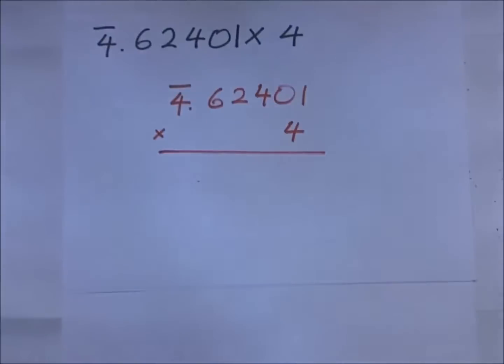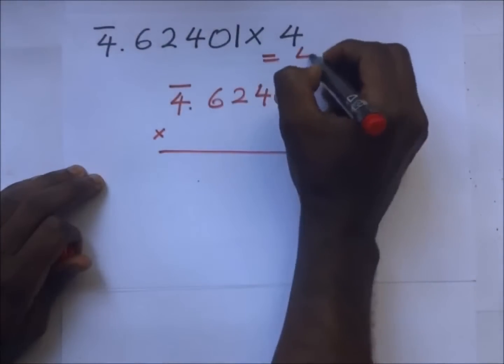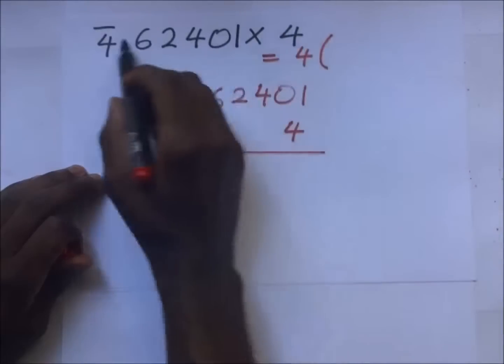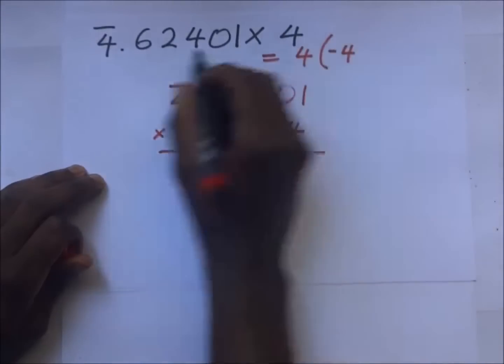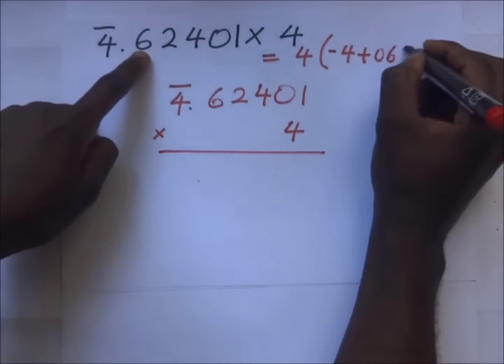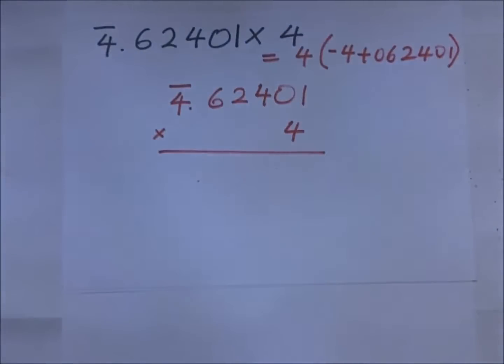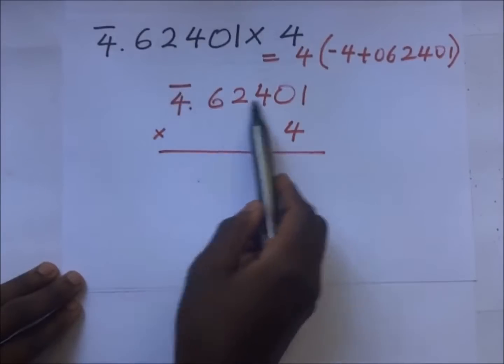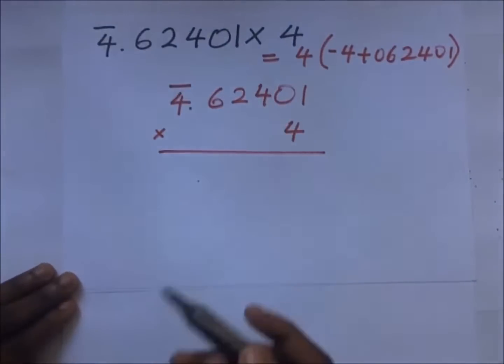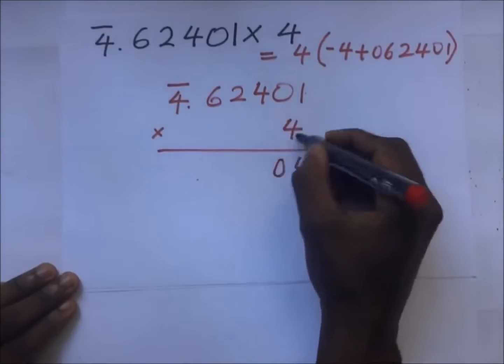Now still, when you're multiplying, this is the same as saying 4 multiplied by negative 4 plus 0.62401. We are going to multiply the two independently. So this negative only affects this part. This is free of that. It's still positive. So it's 4 times 1 is 4. 4 times 0 is 0. 4 times 4 is 16.